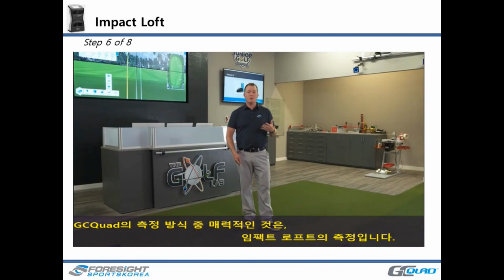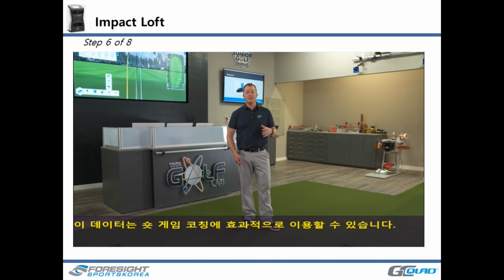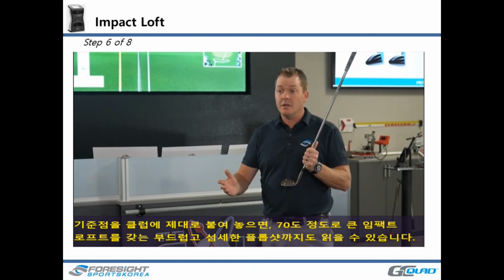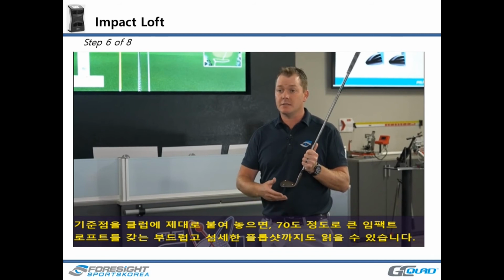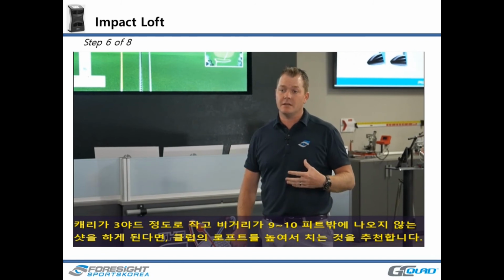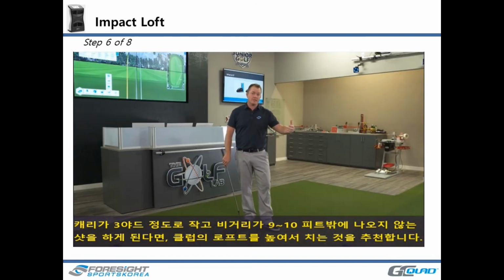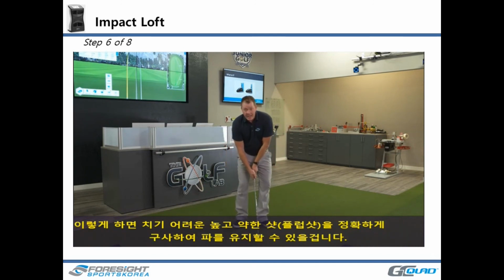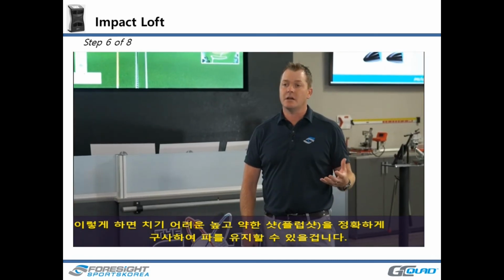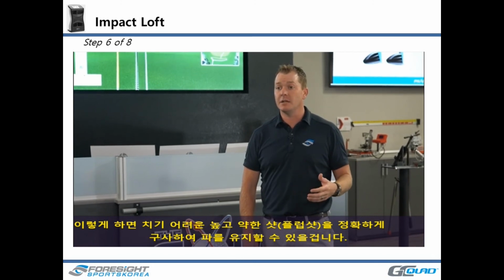One of my favorite things about the way Foresight measures impact loft is how I can use it effectively for short game coaching. When I place the fiducials properly on the golf club, it allows me to read those high, soft, delicate flop shots where I've got lofted impact as high as about 70 degrees. So when we have that delicate 3-yard carry and only about 9 or 10 feet for the ball to release, I want to make sure that my players understand how to actually add loft to the golf club, which is going to in turn allow them to hit those difficult high and soft shots, giving them the best opportunity to get it up and down and save their par.